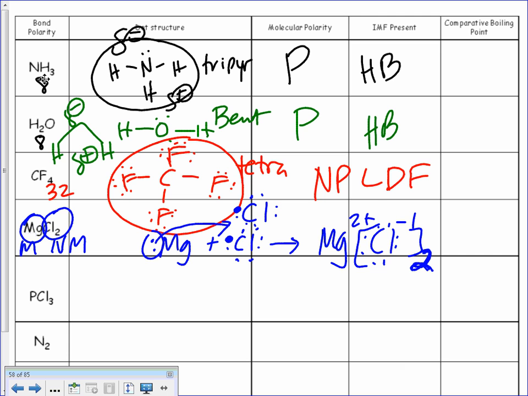No, because it's not a molecule. So I'm just going to put the word ionic here to remind me that I have to think about the actual chemical nature of it. Okay, got 3 more?